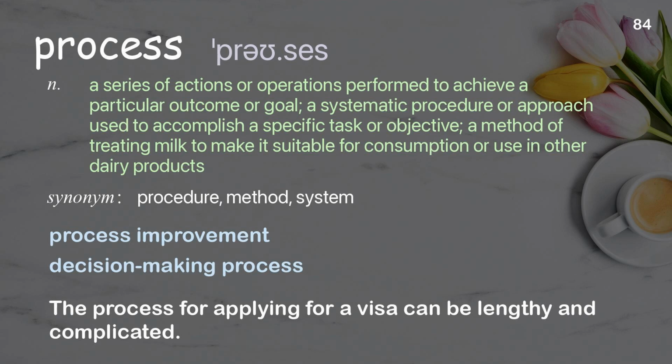Examples: process improvement. Decision-making process. The process for applying for a visa can be lengthy and complicated.